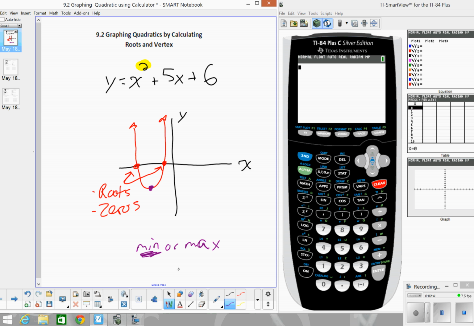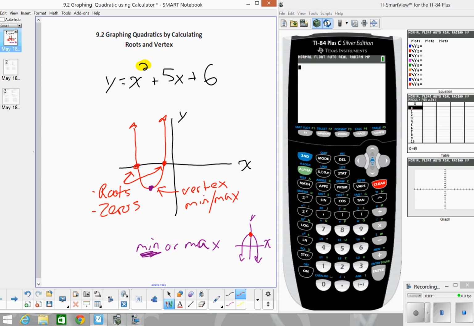A maximum graph would be a parabola that's flipped upside down, that looks something like that. You can see that my parabola turns over at that point right there, and that would be considered a maximum point. So we know that that is our vertex, and it's either going to be a minimum or maximum point. That's going to be important for today.